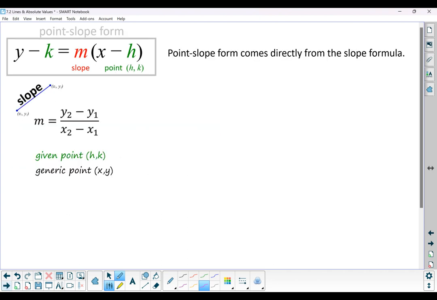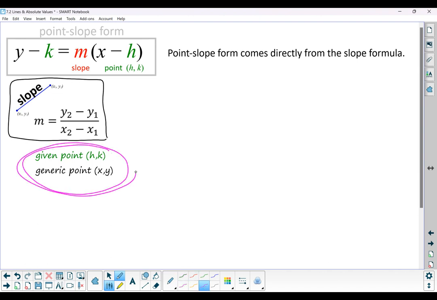Okay, point-slope form just comes directly from the slope formula, so I want to show you that. Here's our slope formula. It's hanging on the wall in my classroom, or it's in your notes, and we're going to use these 2 points. We're going to use a point h, k and a point x, y. So what we're saying is we've got this generic line. It goes through this point h, k, we're not using numbers, but we know it goes through the point h, k, whatever h, k is, and we know it also goes through this point x, y.